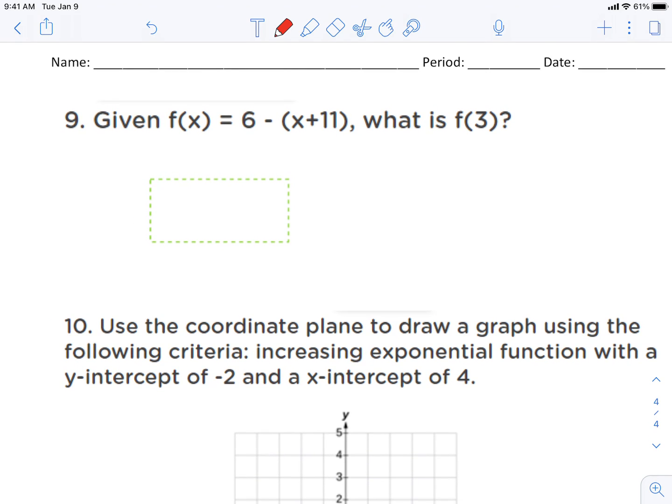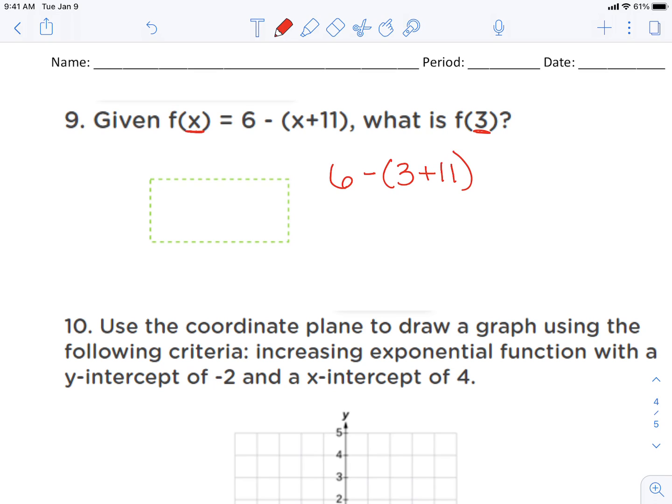Given the function f of x equals 6 minus x plus 11, what is f of 3? So this is function notation. Right now, it's f of 3. Remember, originally, it's f of x. So we're going to substitute in 3 for x. We're going to plug in 3 for x. So I have 6 minus, and instead of x, I'm replacing it with the number 3, plus 11.